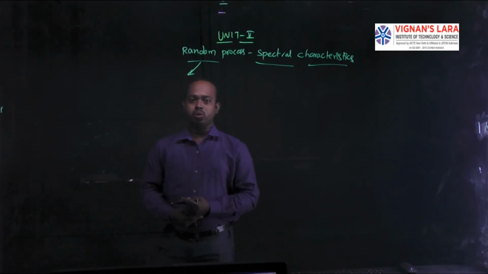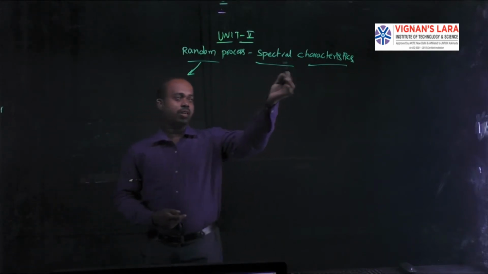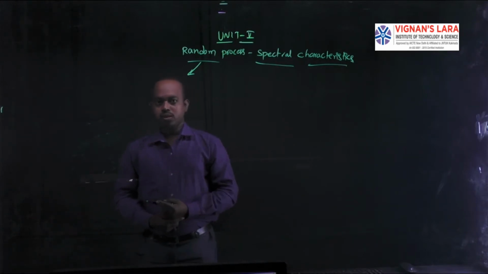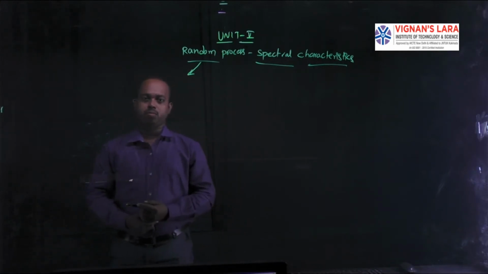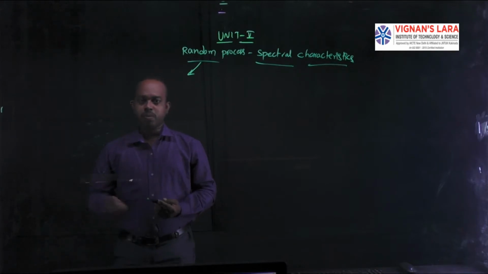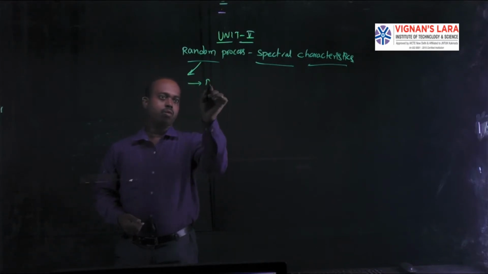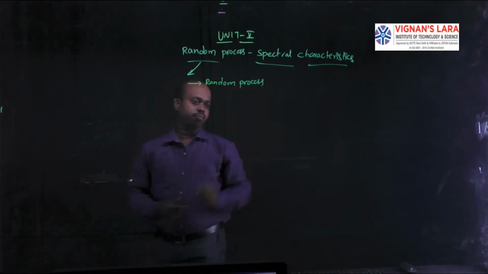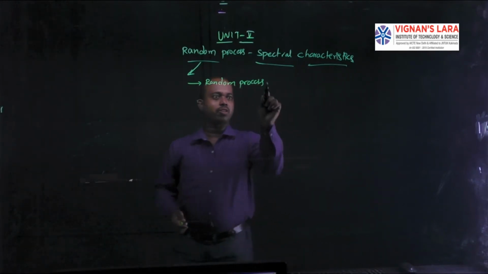In the fifth unit, we have two parts. One part relates completely to the random process spectral characteristics. In this unit, we discuss random process frequency domain representation. In the last session, we saw the time domain representation, but in this section, we are seeing the frequency domain representation. The random process we are representing in a frequency domain.